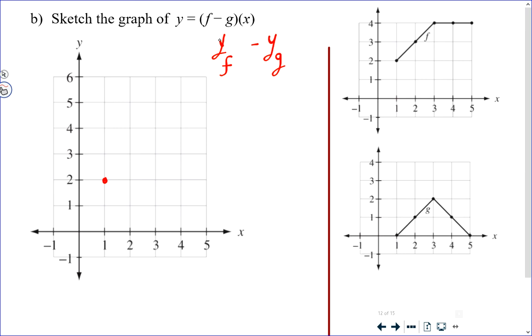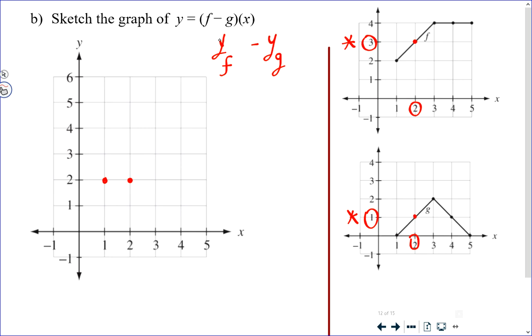Moving on, what about when x is 2? Well, when x is 2, the y coordinate of f is 3. The y coordinate of g is 1. Remember, we have to take f minus g, so we take 3 minus 1, which is also 2. So when x is 2, y is 2 on the difference.